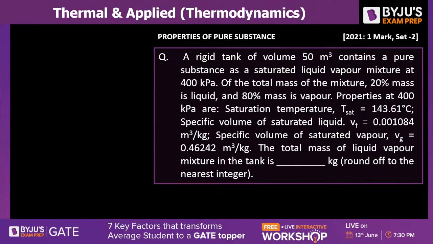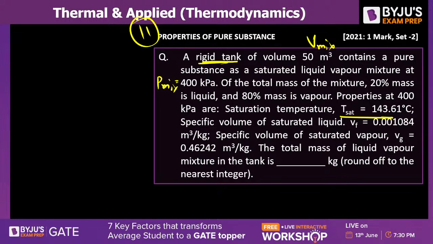Let us move to the next question. Question number 11. A rigid tank, constant volume of 50 meter cube. This is the volume, contains a pure substance as a saturated liquid vapor mixture. So this is the volume of the mixture, at 400 kilopascal, that is the pressure of the mixture. Of the total mass of the mixture, 20% mass is liquid and 80% mass is vapor. Properties at 400 kilopascal are: saturation temperature is given, and specific volume of saturated liquid and specific volume of saturated vapor at this saturation temperature is given.